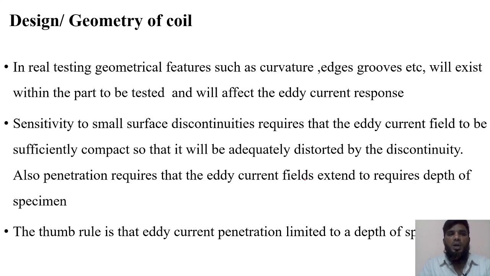Next is geometry of the coil. How the primary coils which you are using for generation of the magnetic field should be present. In real testing, geometry features such as curvature, edges, grooves, etc. will exist within a part to be tested and will affect the eddy current responses. Sensitivity to small surface discontinuities requires the eddy current field to be sufficiently compact, meaning it should be very small, so that it will be adequately distorted by the discontinuity. Also, penetration requires the eddy current field to extend to a deeper specimen. The thumb rule is that the eddy current penetration is limited to the depth of the specimen.